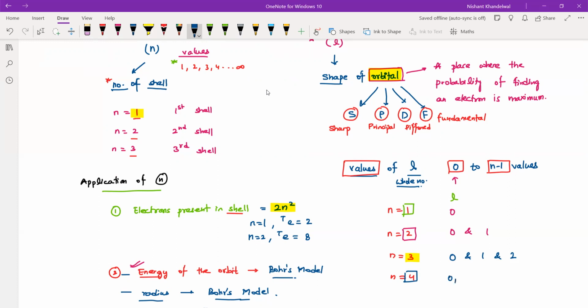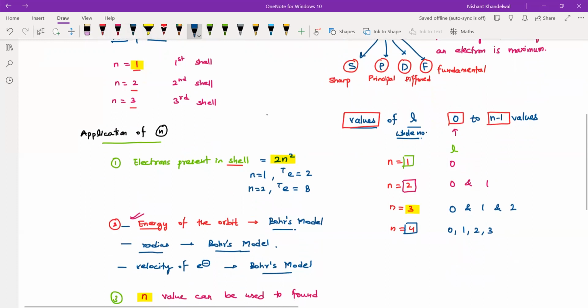0, 1, 2, and 3. Very good. Excellent. So this is how you can calculate the values of L from the values of n. Now you will be wondering, 0, 1, 0, 1, are we discussing Boolean algebra or something like that?